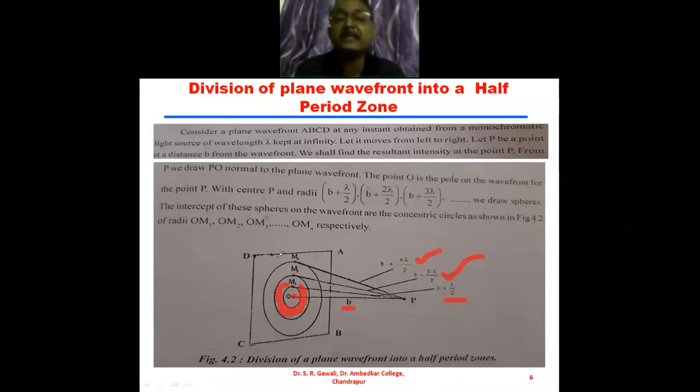Why are they called half period zones? Because there is a path difference of lambda by 2. You can see here, b plus lambda by 2, b plus 2 lambda by 2, b plus 3 lambda by 2, b plus n lambda by 2 are nothing but the radii of these circles. And therefore the waves from the points M1, M2, M3 and so on reaching the point P have a path difference of lambda by 2.